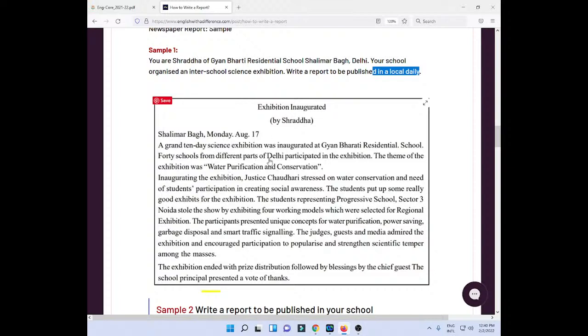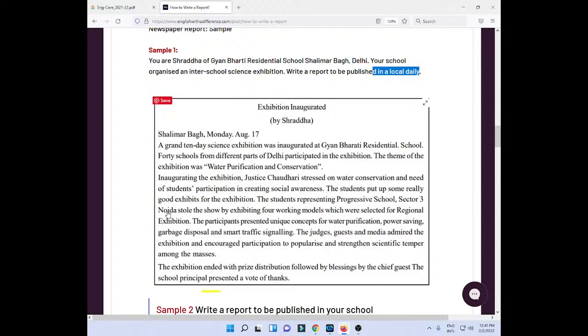40 schools from different parts of Delhi participated in the exhibition. See, what, where, when, how is coming here. The theme of the exhibition was water purification and conservation. Inaugurating the exhibition, Justice Chaudhary stressed on water conservation and the need of students' participation in creating social awareness. The students put up some really good exhibits for the exhibition. The students representing Progressive School, Sector 3, Noida, stole the show by exhibiting 4 working models which were selected for the regional exhibition.